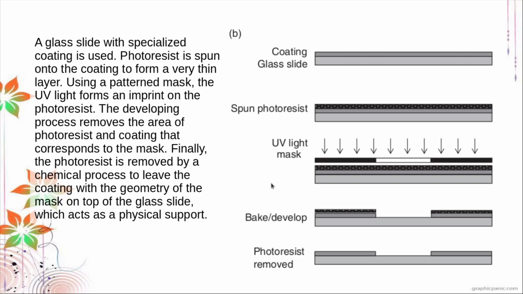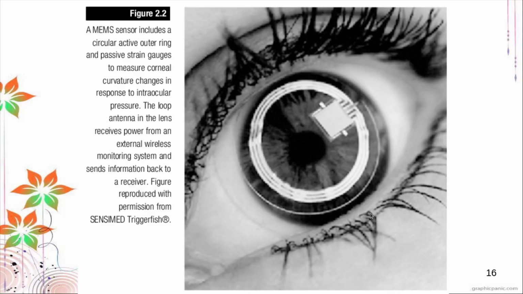And then another way of manufacturing devices is you have your glass slide coating. And again, you have your photoresist material here. You put a UV mask where you will have your device in a particular design or architecture, and then you bake it and then remove the photoresist part. So basically, this is the structure for your PDMS device.